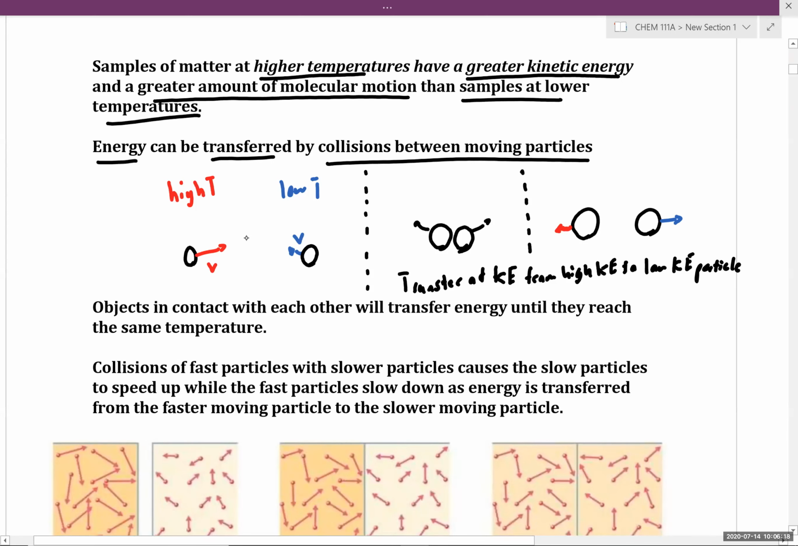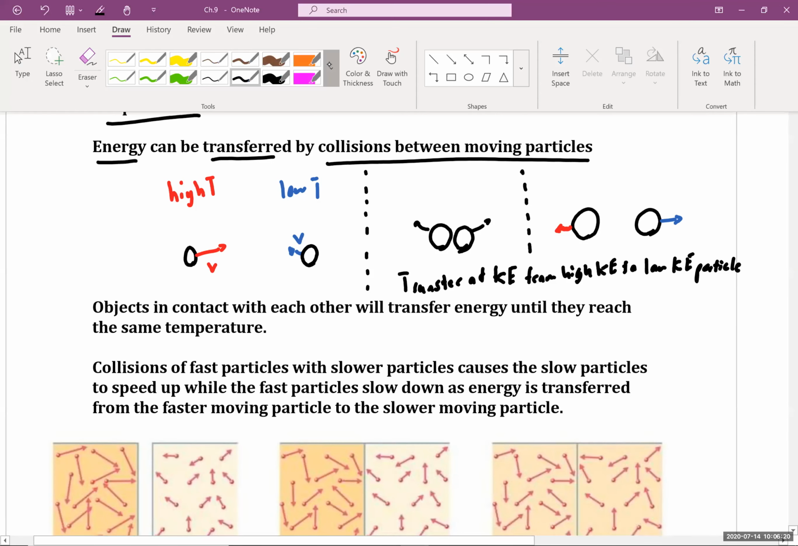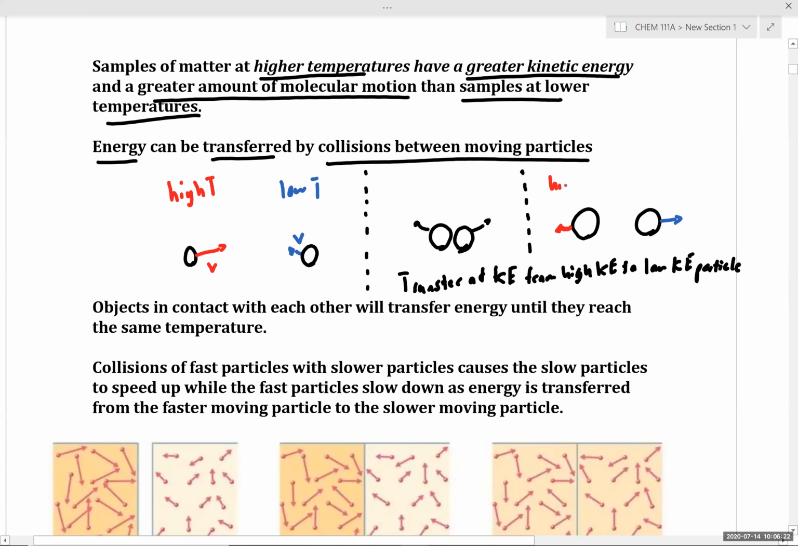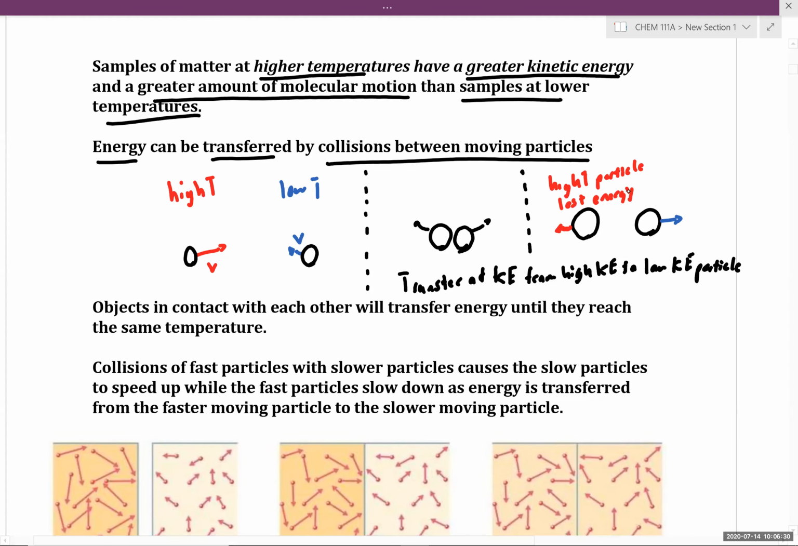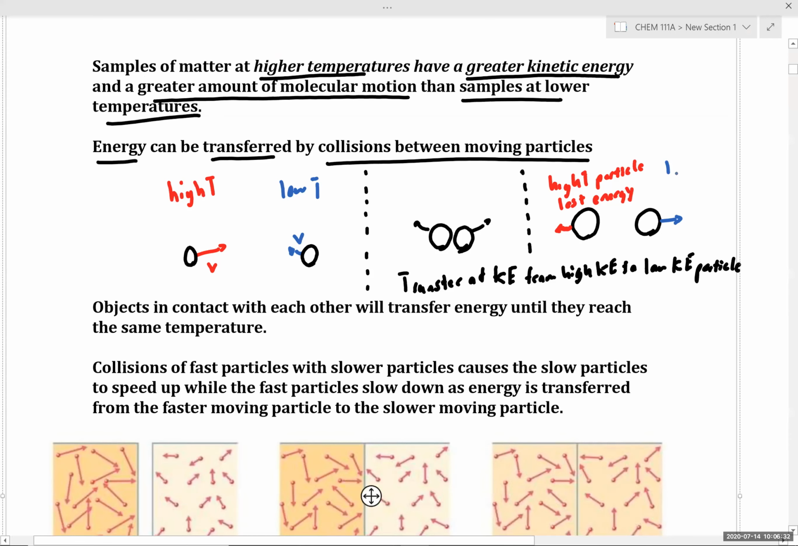So then, as we can see from this picture, our high temperature particle lost energy, it lost kinetic energy, and our low temperature particle gained energy. Does this idea make sense to everyone?